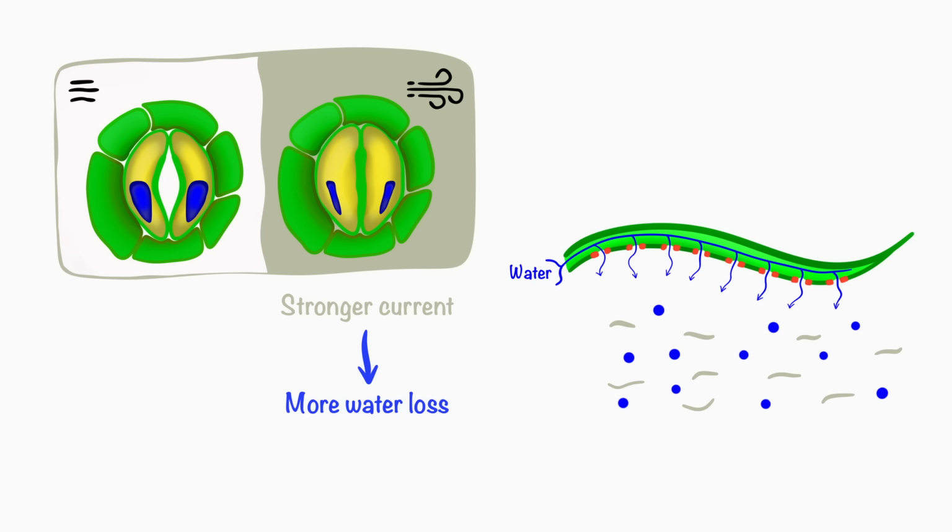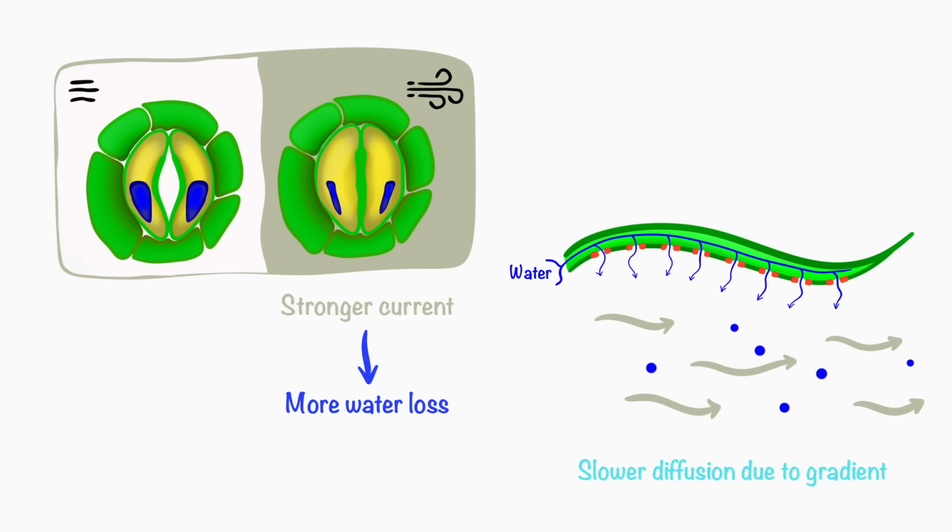When air is still around a leaf, evaporated water accumulates near the leaf surface. This creates similar water vapor concentrations inside and outside the leaf, slowing further diffusion. However, when air currents remove this moisture layer, the concentration gradient is maintained, allowing continuous, rapid diffusion from high to low concentration. The fourth factor is atmospheric moisture. Drier surrounding air accelerates transpiration.